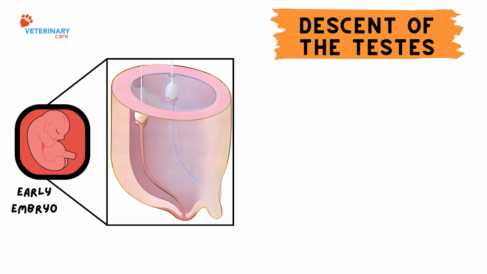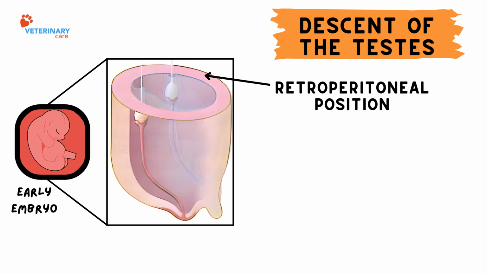Today, we're going to talk about the descent of the testes. The testes are formed near the ribs, in a retroperitoneal position. A retroperitoneal position is when an organ is located behind the peritoneum, the lining of the abdominal cavity, rather than within the abdominal cavity itself.